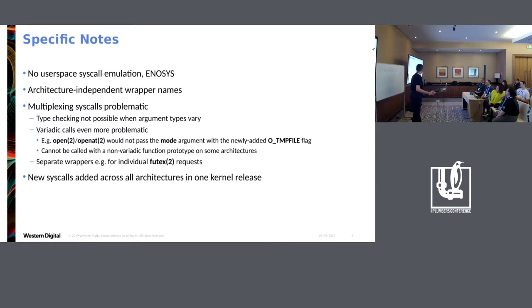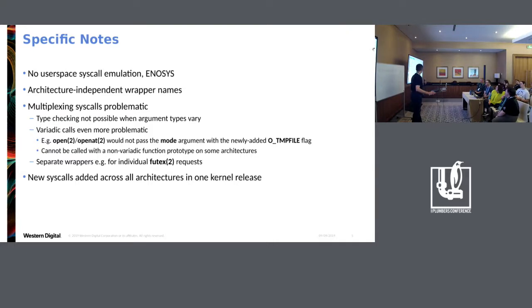Another case is we want to have architecture independent names of the wrappers, if at all possible. So essentially, if there's a syscall that's shared across all the architectures, we want to have it named the same across them all, because otherwise it's going to be a maintenance nightmare.